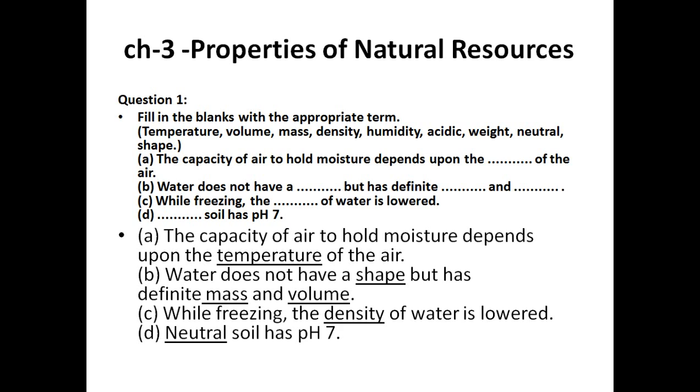So the first sentence is, the capacity of air to hold moisture depends upon the dash of the air. So what will be the correct answer? The capacity of the air to hold moisture depends upon the temperature of the air. Okay, for example, if the temperature is very hot, then what happens? The soil will dry very soon, and the capacity of holding water for that type of soil is very less. For example, if it's a rainy season or a very cold climate, then in that condition, what happens?